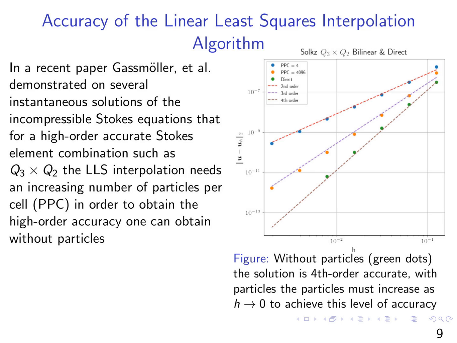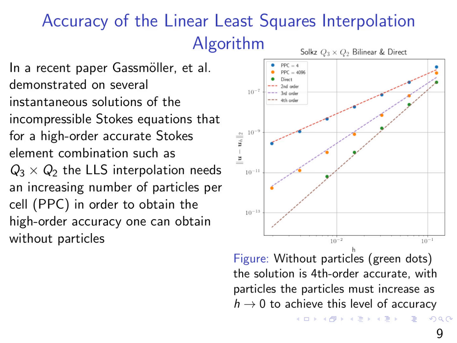But let's look at what that accuracy really looks like. In a recent paper from Rengaswamy, Moeller, and several other authors, we found that the linear least squares limiter, even when given a high-order accurate Stokes element combination, such as the Q3, Q2 used in this picture, where without particles we'd expect 4th-order accuracy, only found 3rd-order accuracy, and only then if they managed to use an increasingly large number of particles per cell.